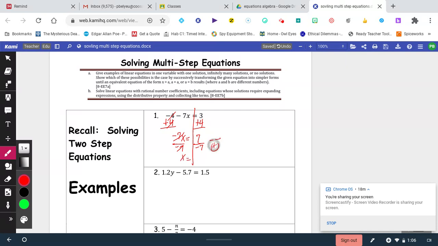We use the smaller face. So positive divided by negative leaves me with a negative. So 7 divided by 7 is 1, but it's -1. So what I'm going to do is a check, and I'm not going to make you check yours, but I'm going to show you how it works.